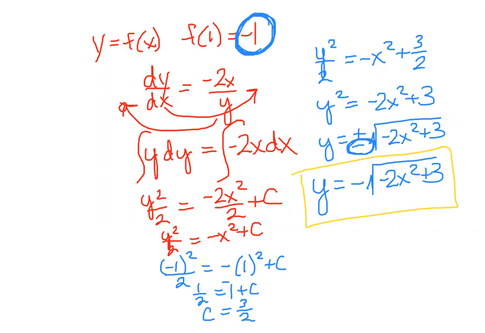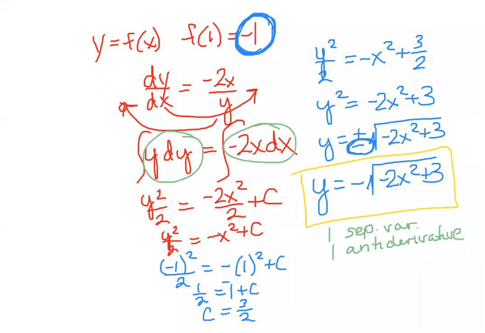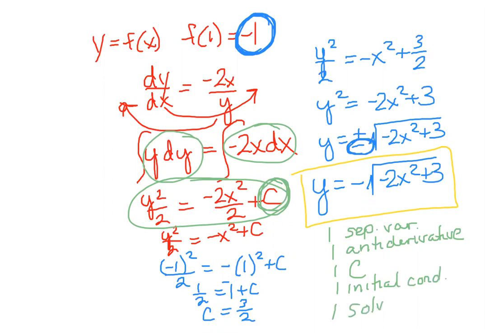So for this, here's how the points divide up. You'd get 1 if you separate the variables. You get 1 to find the antiderivatives. Okay, so you got 1 for having this. You got 1 for having this. You got 1 for the c. You get 1 whole point for putting your c in there. You get 1 if you substitute in the initial condition. And you get 1 to solve for y.